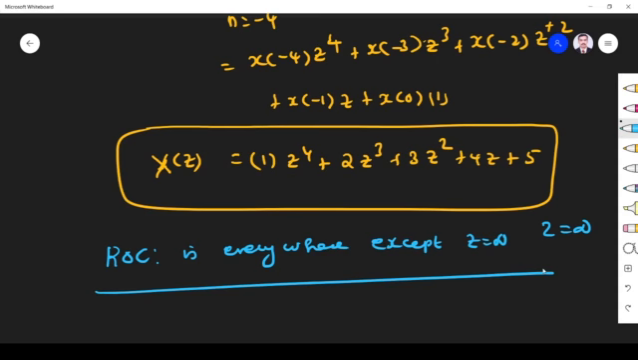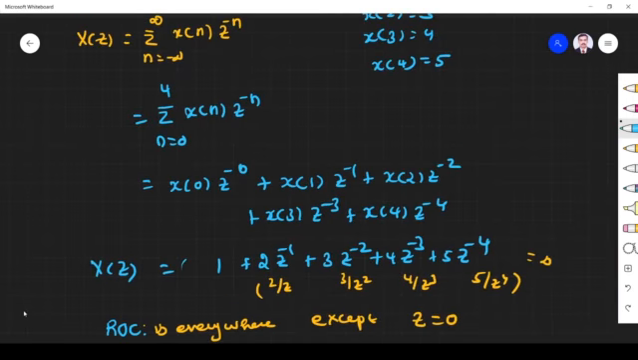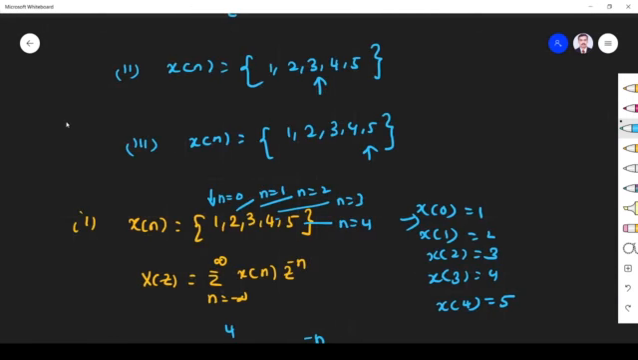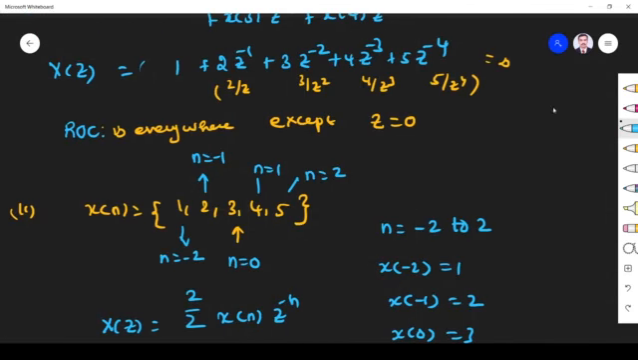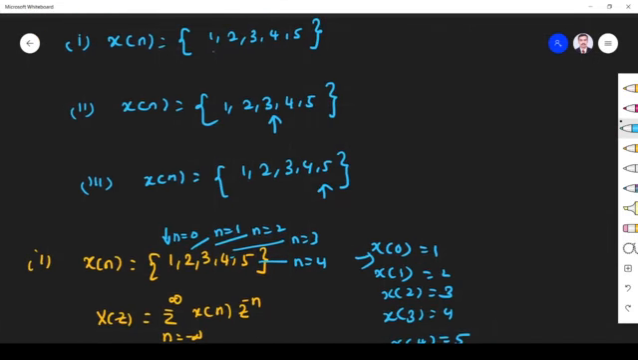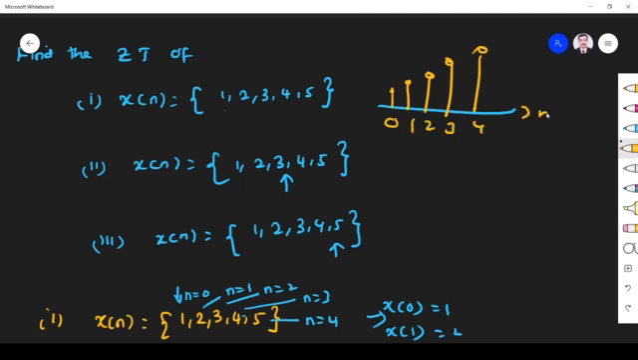So in this way we can find the ROC. Here you see the first problem. The signal starts from n equal to 0, so it will appear as 1, 2, 3, 4, 5, for n equal to 0, 1, 2, 3, 4. This is x of n, a right-hand side sequence, or exponential, a growing sequence.